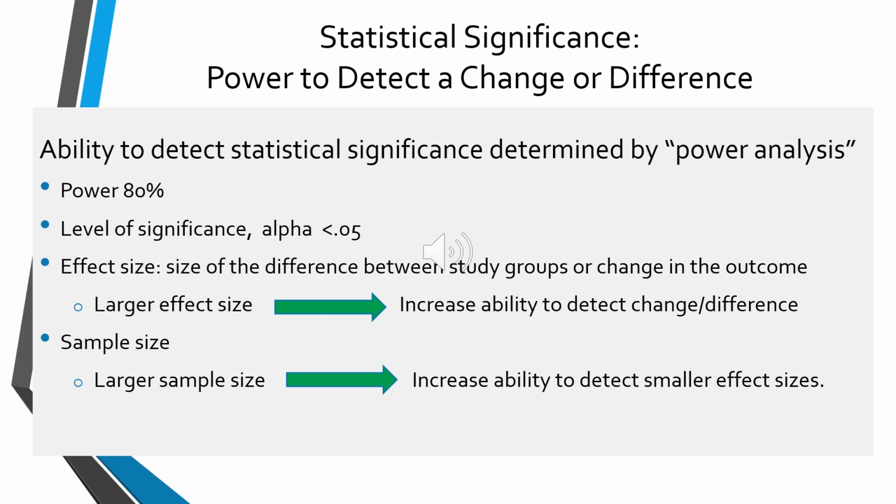Authors will often predetermine their sample size based on the number of participants required to detect a difference between study groups or to detect a relationship between variables. It's easier to detect a statistical significance when the effect size is larger versus smaller and when we have a larger sample. Larger studies are also able to detect smaller effect sizes.